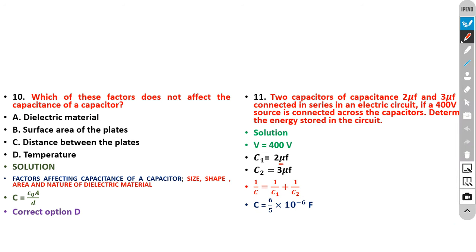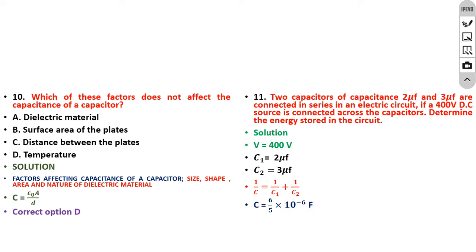This unit is 10 to the power minus 6. So by the time you simplify it, you will still get your answer in microfarad. So that would be in terms of 10 to the power minus 6. So the final capacitance would be 6 over 5 times 10 to the power minus 6. I just want you to do that. That's why I have decided not to do the computation.